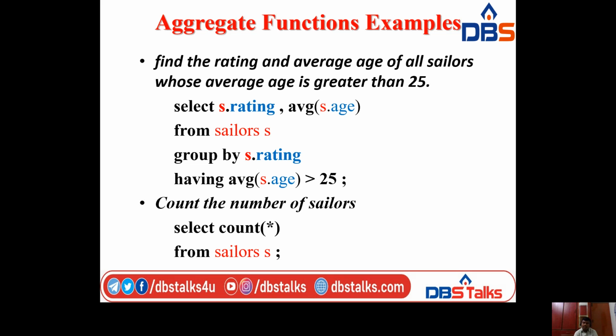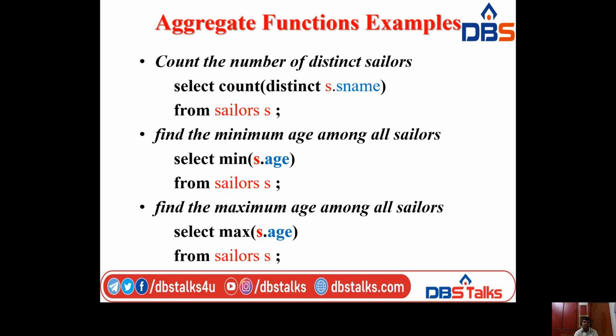Now, count the number of sailors. Simply, we are using the asterisk symbol. It can take all the sailors, or you can also use distinct. The same continuation: count the number of distinct sailors. Here distinct is the keyword which can eliminate the duplicate values and display the count.